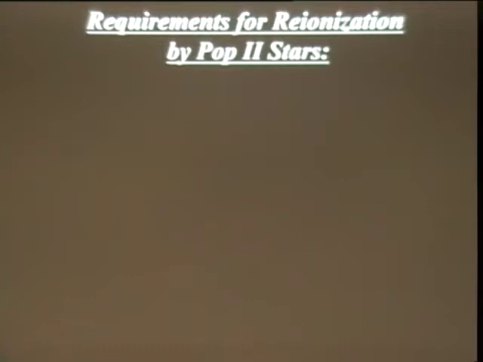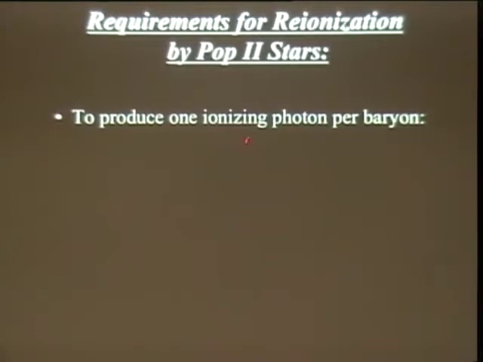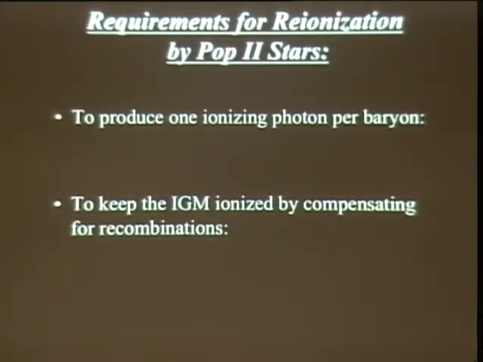Now, what is the requirement for the universe to get ionized? And let's now consider normal stars, the ones that we find around us. First, you need to produce at least one photon, one ionizing photon, per proton in the universe. And second, once you provided each hydrogen atom with an ionizing photon, you need to keep the intergalactic medium, which is abbreviated as IGM in the literature, ionized. And that means that you need to compensate for recombinations.